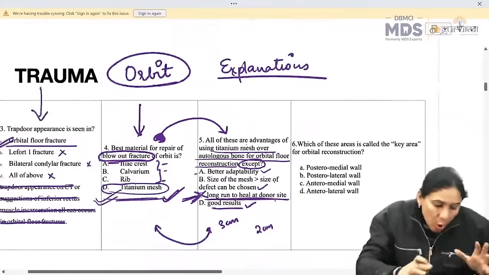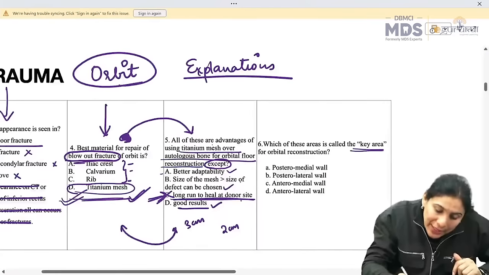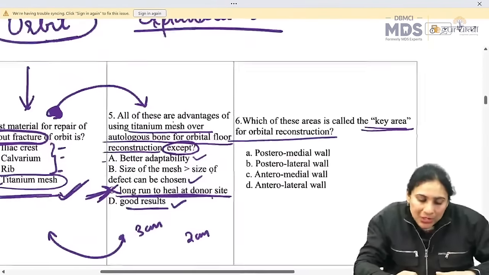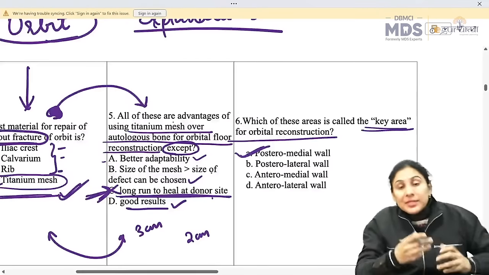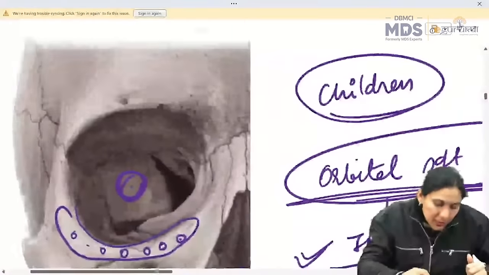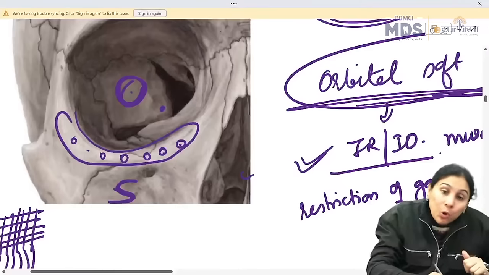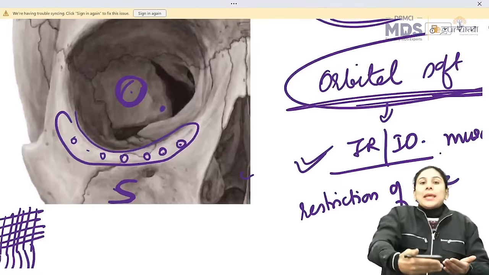The last question in orbit is, which of these is called the key area for orbital reconstruction? The correct answer to this question is the posterior medial wall. Okay, we've discussed this in our videos also, that this area, the posterior medial wall, is where your graft is going to stay.